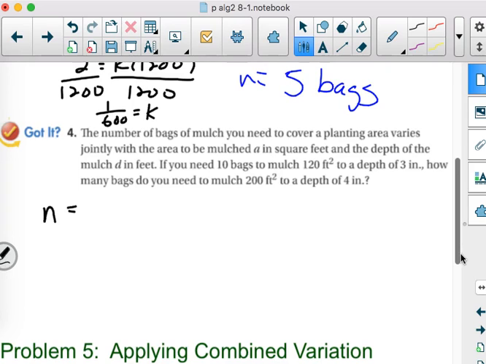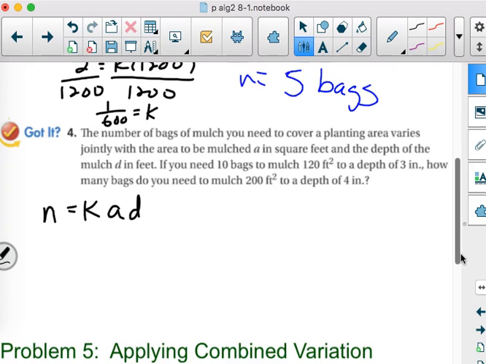Varies jointly. N equals K. Jointly means what? Multiply. Jointly with the area to be mulched, A, in square feet, and the depth of the mulch, D, in feet. Did you see inversely up there? Me neither. We don't need the mulch. It is cool.